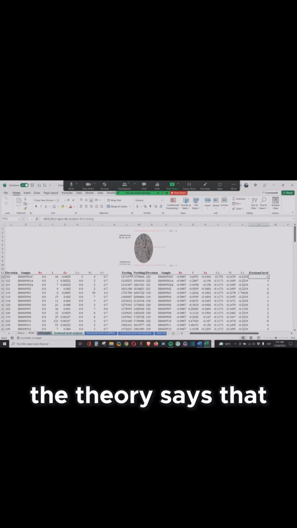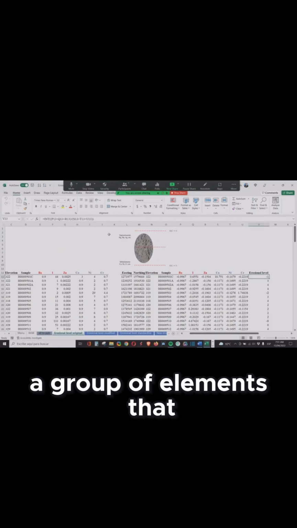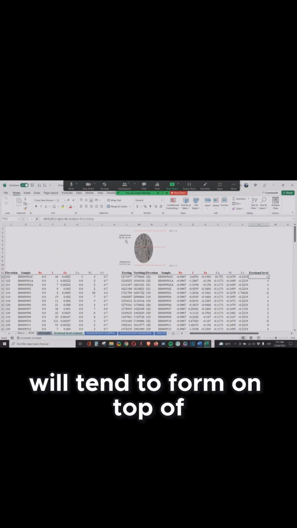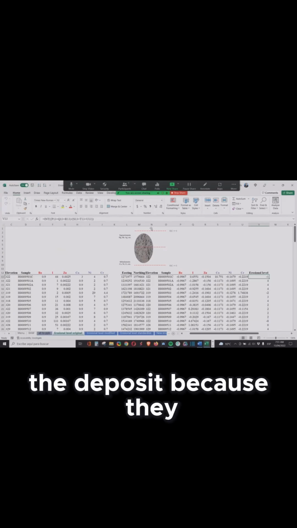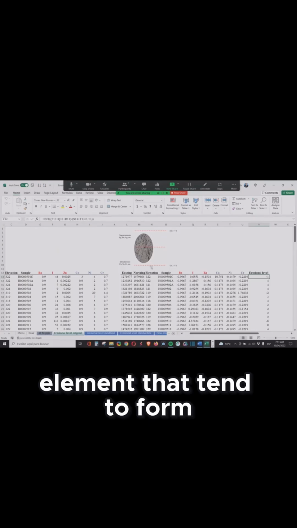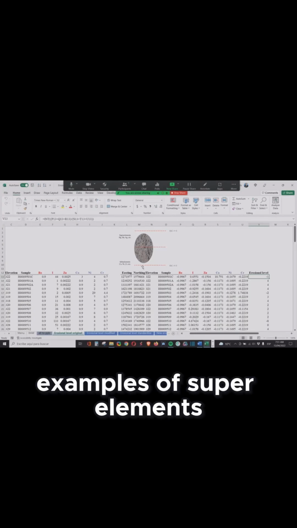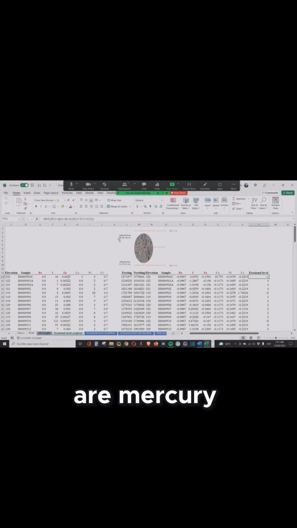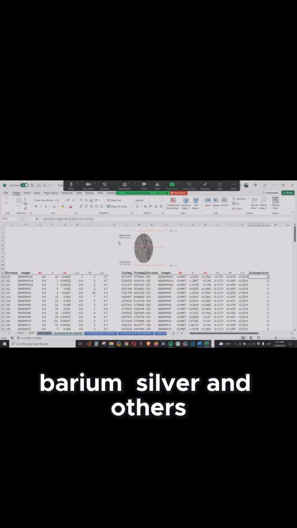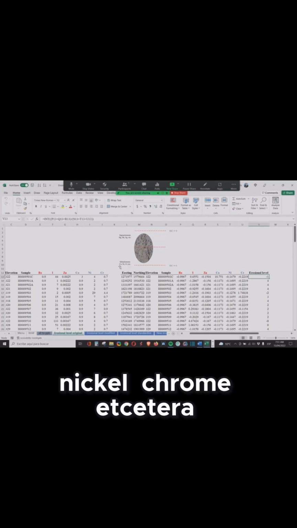Basically, the theory says that when you have the formation of the deposit, there is always a group of elements that will tend to form on top of the deposit because they are more mobile, and those are called supra elements. And there will be a group of elements that tend to form below the ore body, and those are called infra elements. Examples of supra elements are mercury, barium, silver, and others. Examples of infra elements are cobalt, nickel, chrome, etc.